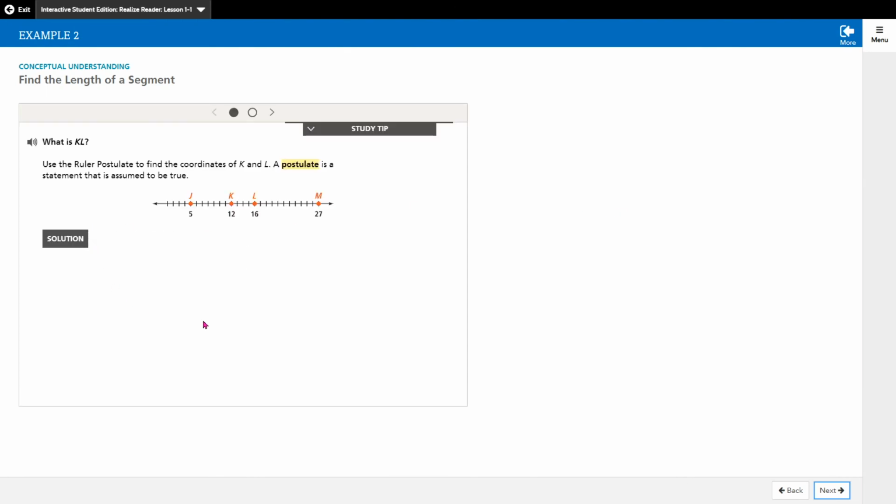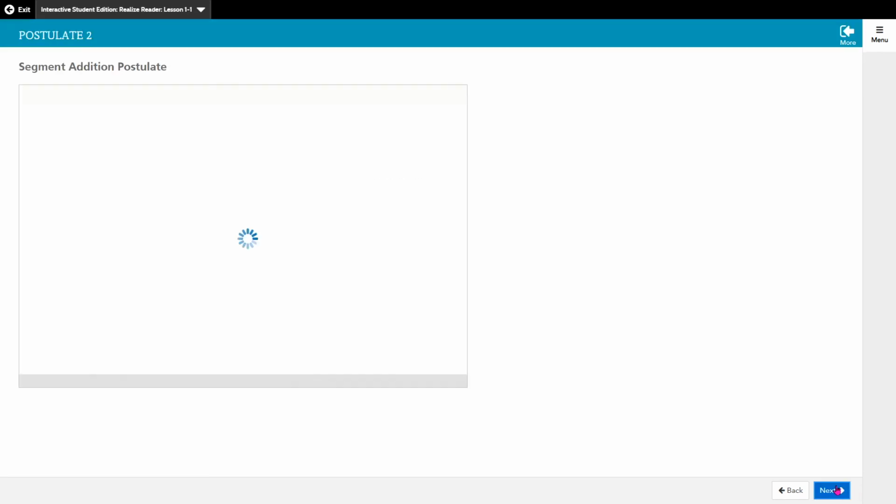This is how do you find the length of a segment? Use the ruler postulate to find the coordinates. All it's saying is just read the coordinate. There it is. Cool. J is at 5. A postulate is a set. Yeah, okay, cool. That's all you gotta know. Neato.